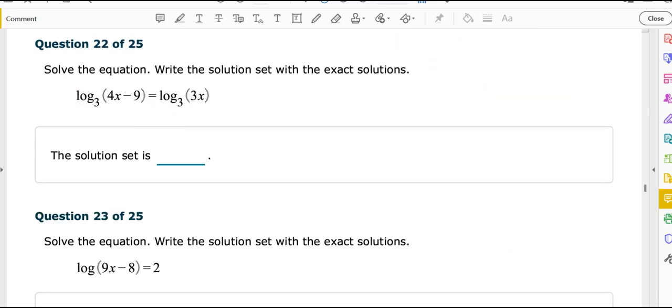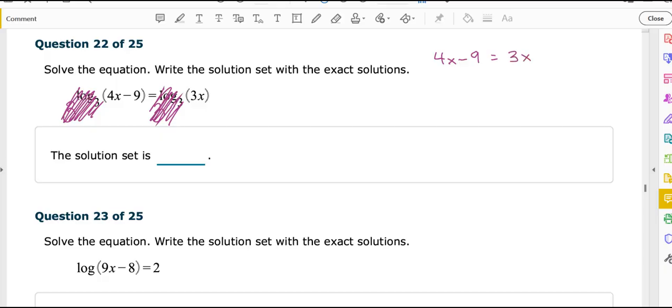Number 22, solve the equation. Log base 3 of (4x minus 9) equals log base 3 of 3x. Again, we're doing 3 to the power of on both sides, and all that does is get rid of the log base 3 on both sides. So I have 4x minus 9 equals what? Just 3x.